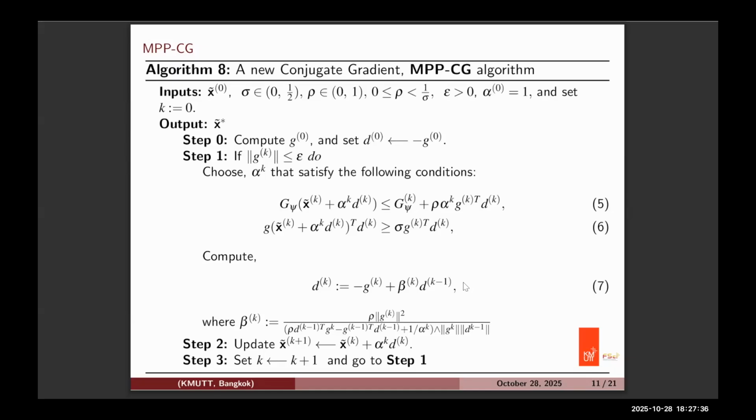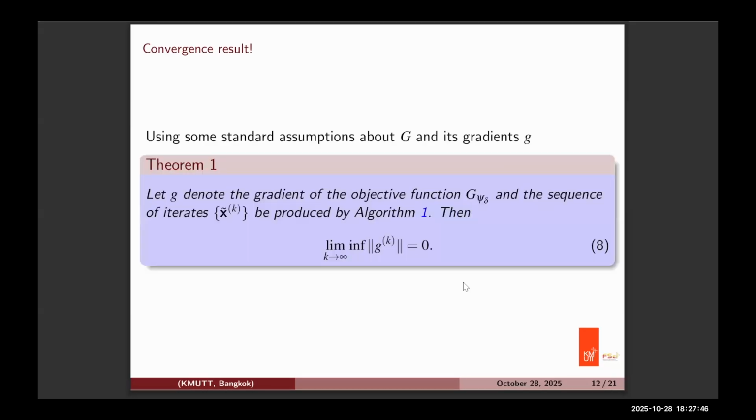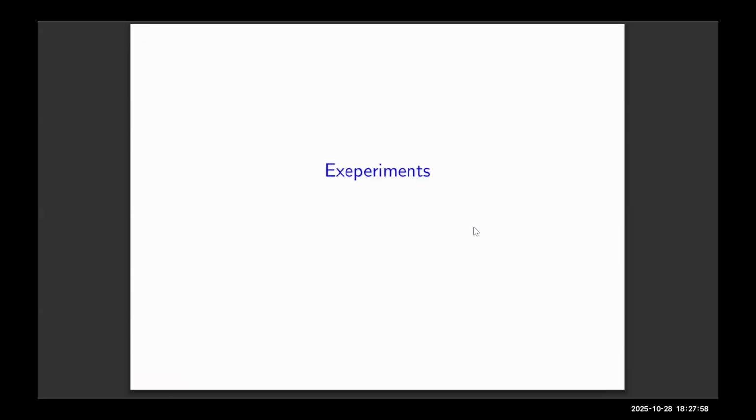Actually, the convergence is established under the standard assumptions over g and the gradients. And we end up having this classic convergence of a subsequence of the iterates generated by the algorithm. So there is nothing fancy in the convergence result at all. So let's go to the experimental segment.